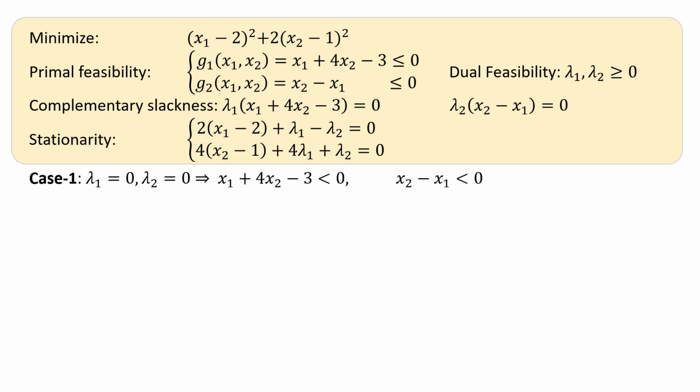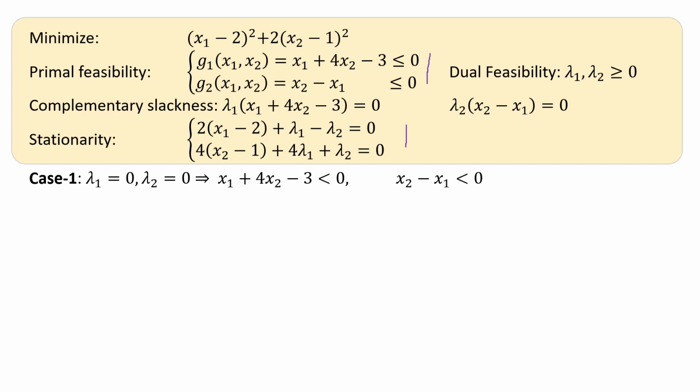Case 1, when lambda 1 equals 0 and lambda 2 equals 0. So none of the constraints are active. Now, when none of the constraints are active, the stationarity condition simply implies that the derivative of the objective function is 0, which means that it's the global minimum.